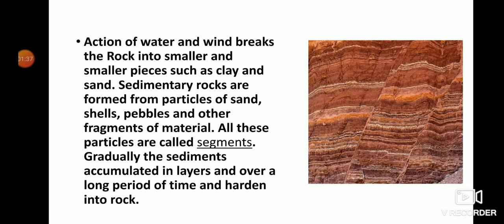Gradually, the sediments accumulate in layers and over a long period of time harden into rock. So, when these layers accumulate one after another, by the pressure and temperature, these layers of soil or clay and sand change into rock. In this picture, you can see different layers of soil and their different colors, which are piled up after a long period of time.